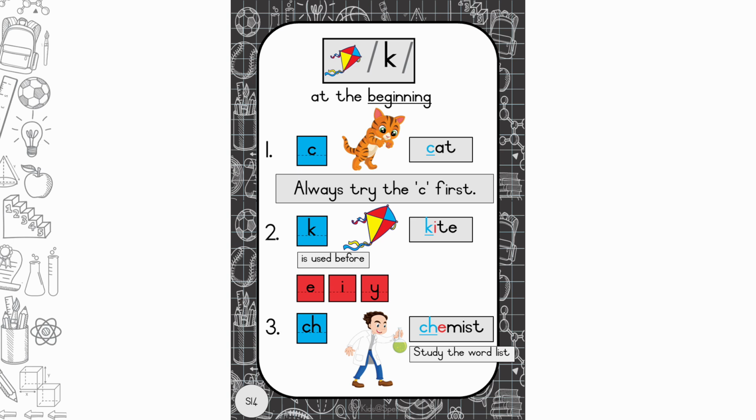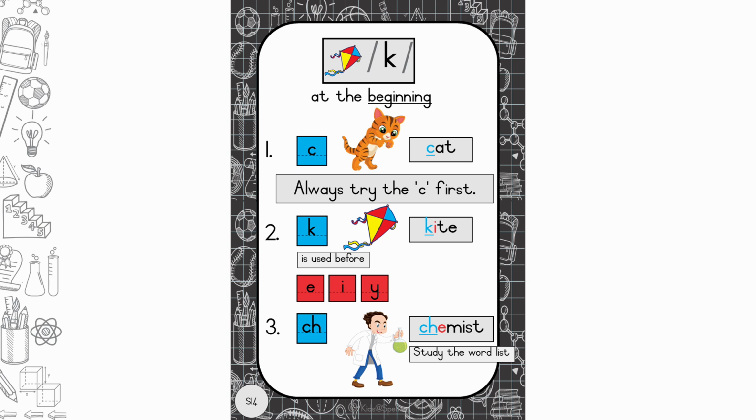On the left-hand side, you will see that there are three options for how you can write the sound K. First, you always try the C first. If the second letter in the word is an E, I, Y, you cannot use the C anymore because the sound will change to S. Then you change the beginning letter to the K. Always try the C first, and only if the second letter is E, I, Y, you need to change it to K.